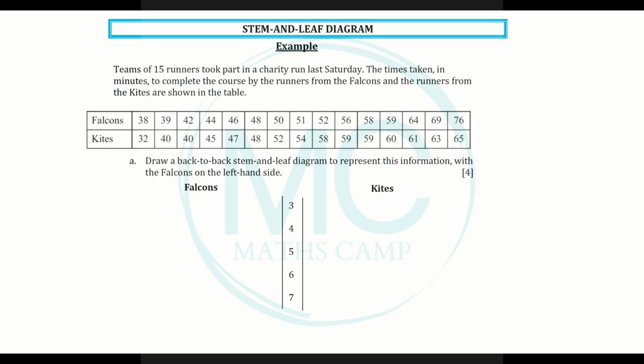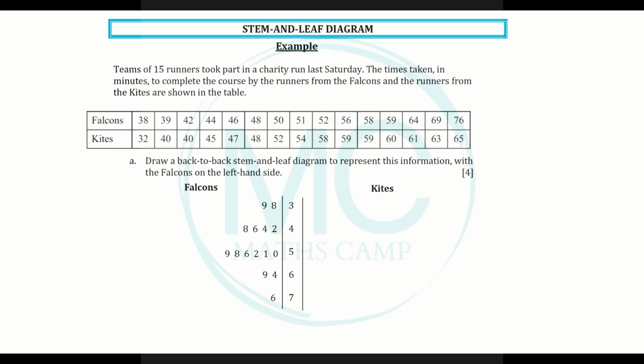Now we need to include the values for the Falcons. The lowest value is 38. So over here we can say we have 30, let's say 8. Then we have 39. 40s, we have 42, 44, 46, and 48. Then we have 50, so we put 0, 51, 52, 56, 58, and 59. For the 60s, we have 64 and 69. And for the 70s, we have 76.